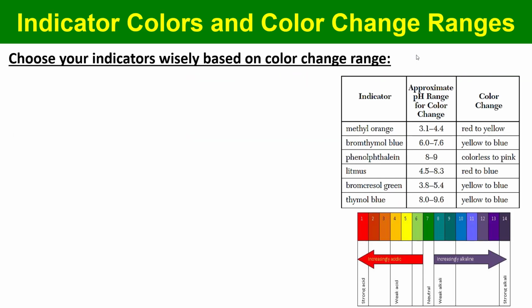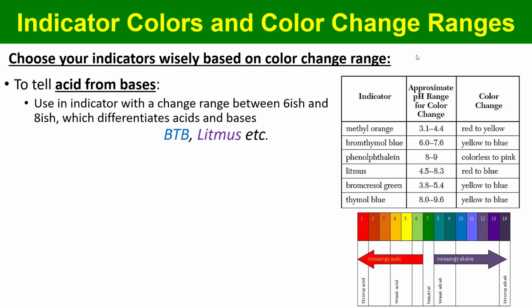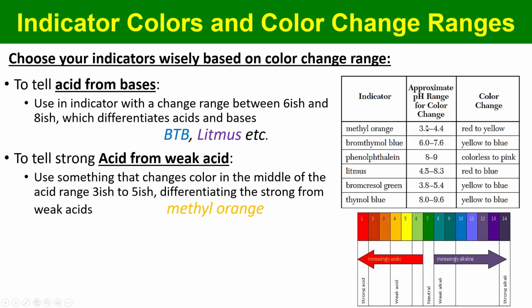Why it's important to choose your indicators wisely is if you really want to tell acids from bases, you want to have a pH range that is somewhere in the middle of the scale, leaving acids one color and bases another. If you wanted to tell strong acids from weak acids, you would want to have something with a color change range, I guess, between 3 and 5, so you could tell, for instance with methyl orange, whether your acid was strong or it was a weaker acid, which would be above the 4.4 range.